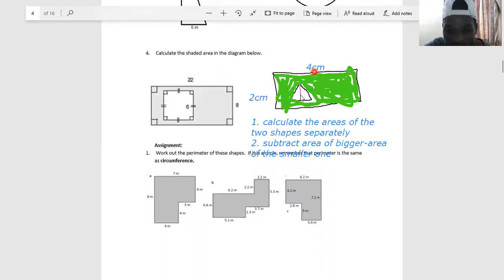Then remember, we said we have 1, we have 2 as a base. So this one multiplied by 2 will be 2 centimeters squared. So you have 8 minus 2. So the area of the shaded part will be 6 centimeters squared. I hope you understand, guys.